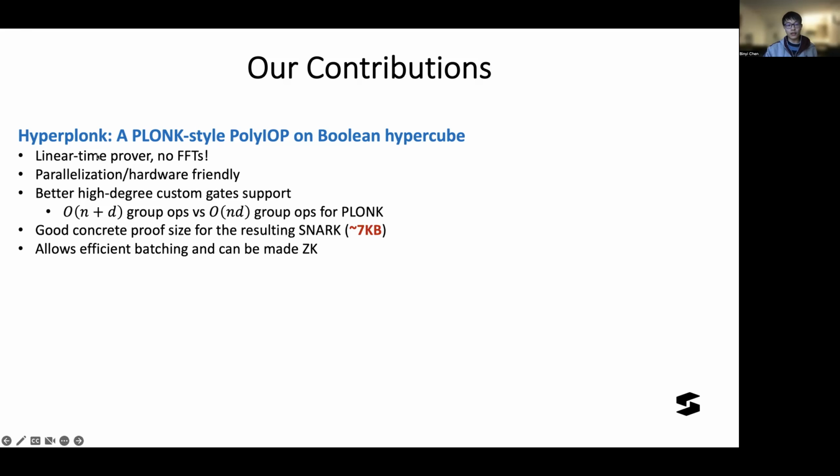After plugging this PIOP into a PCS, like a variant of KZG in the multilinear setting, we also have a very good concrete proof size for the resulting SNARKs. It's basically 6 kilobytes to 7 kilobytes for most possible applications of circuit size. And along the way, we also build some efficient batch evaluation methods and make these zero knowledge, if you want, in the multilinear setting, which is also non-trivial and can be of independent interest.